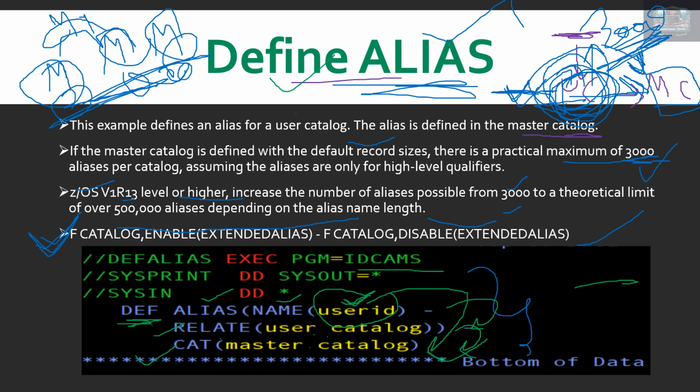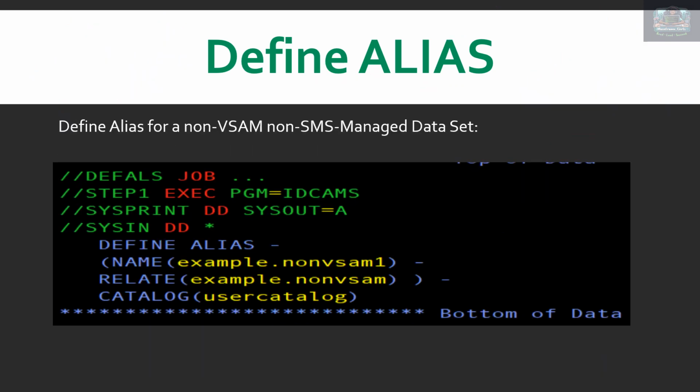Okay, when you're creating, the master catalog is also a data set, right? It will have some space. If it gets filled, it will be a very crucial thing for the system. Getting the master catalog full is a very bad thing for the system. So that is the reason you will be using a user catalog in between, where these user IDs will be defined to it.